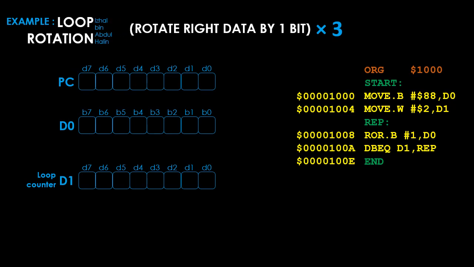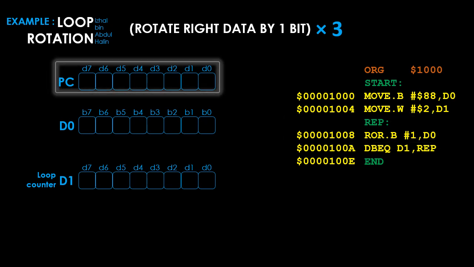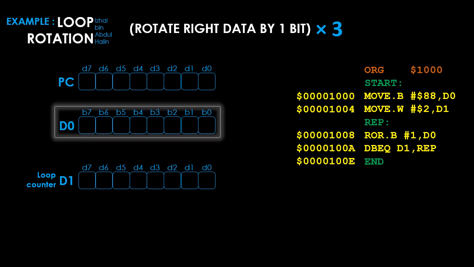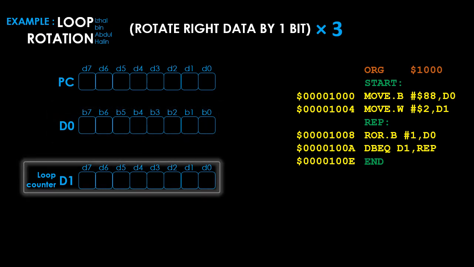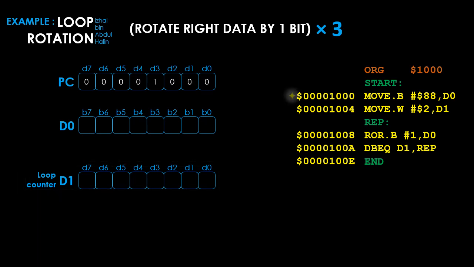Let's simulate our program. To the left of our code are the addresses associated with each instruction. Note that the instruction at address 1008 is attached to our label, rep. We have also set up the program counter, register D0 showing its first 8 bits, and register D1 for the loop counter. When the program is executed, the program counter points at the starting address, which is 1000.